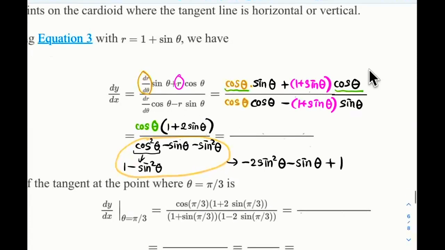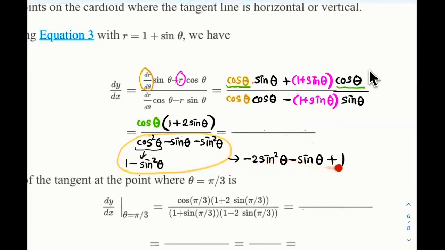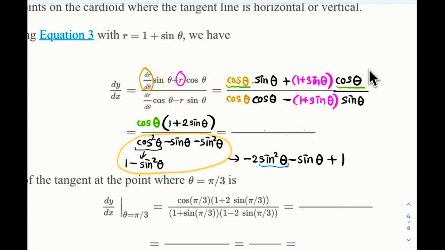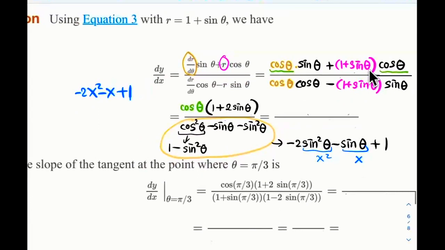Now this one here, does it remind you of the quadratic equation? This one here is the square of this, and then the last one here is a number, right? So this is kind of like the x square, and this is like the x. Do we know how to factor negative 2x squared minus x plus 1? How do we factor this? You can try to take out the negative sign, negative 2x squared plus x minus 1, and then you can try to factor.